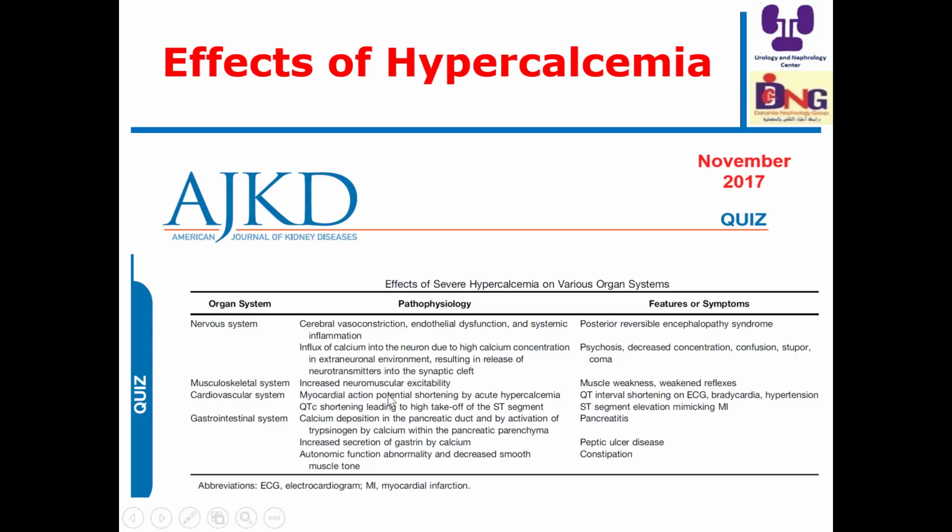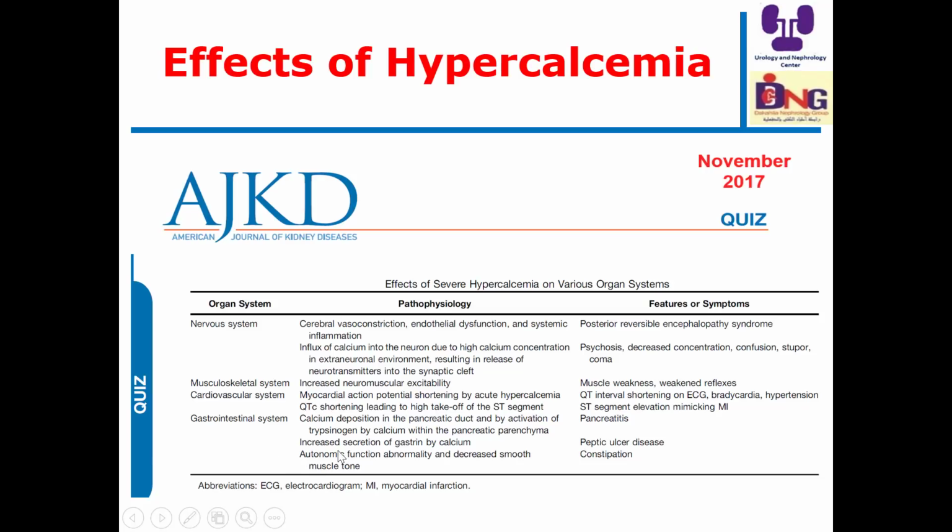Musculoskeletal system, increased neuromuscular excitability leading to muscular weakness and weakened reflexes. For the cardiovascular system, myocardial action potential shortening by acute hypercalcemia, QTc shortening leading to high takeoff of ST segment, QT interval shortening on ECG, bradycardia, hypertension, ST segment elevation mimicking myocardial infarction.